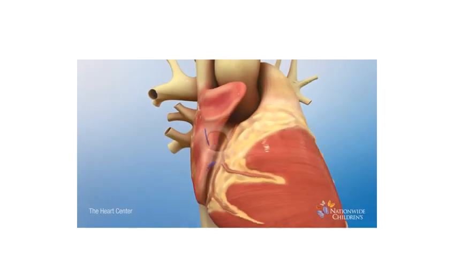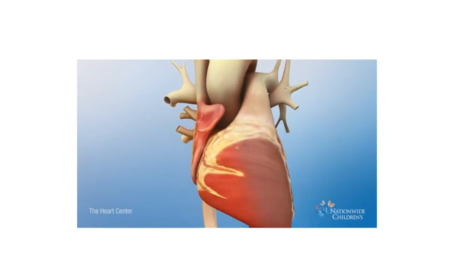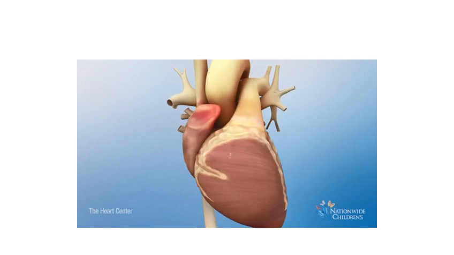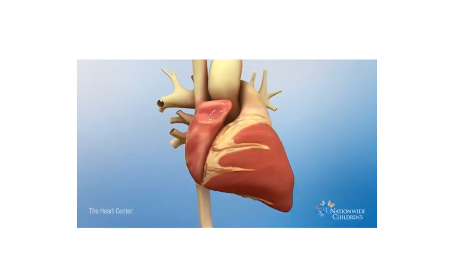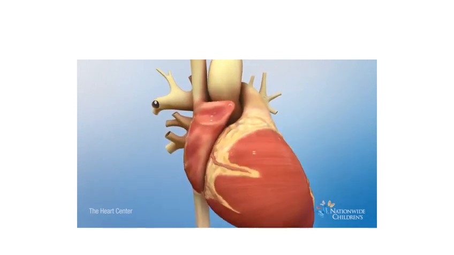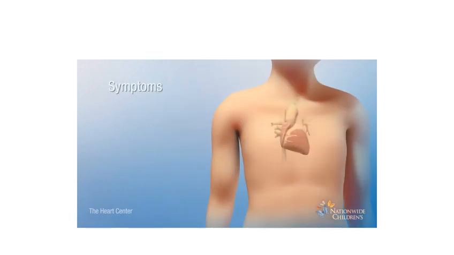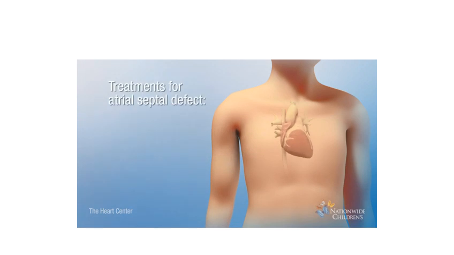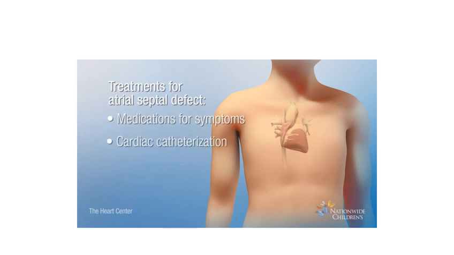If the hole is large enough, the increased blood flow leads to enlargement of the heart and can also damage the blood vessels in the lungs. It can also lead to abnormal heart rhythm due to injury to the heart muscle. Most children do not have symptoms, but those with a large defect can have slow growth and rarely a condition called congestive heart failure. Treatments for ASD may include medications for symptoms, but the definitive treatment is closure by either cardiac catheterization or surgery.